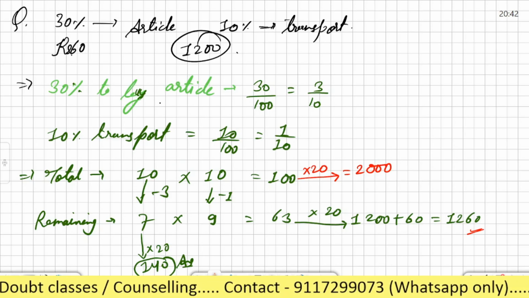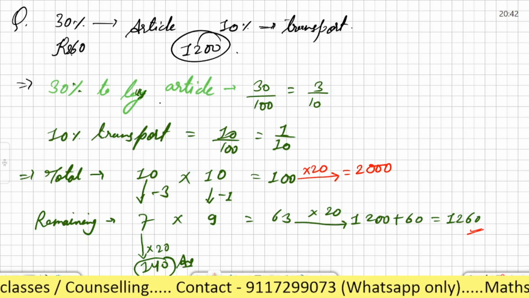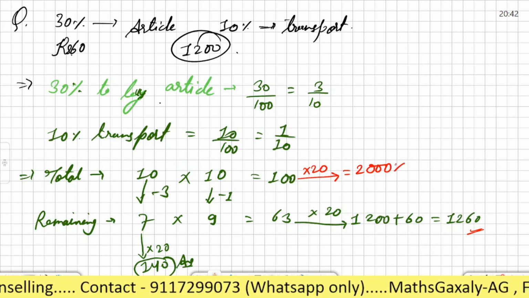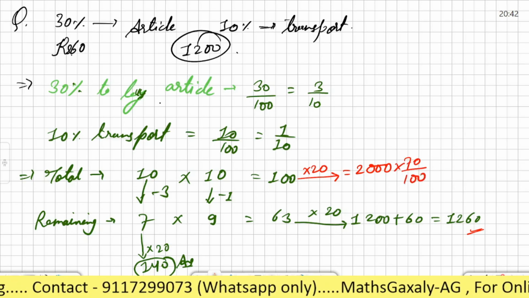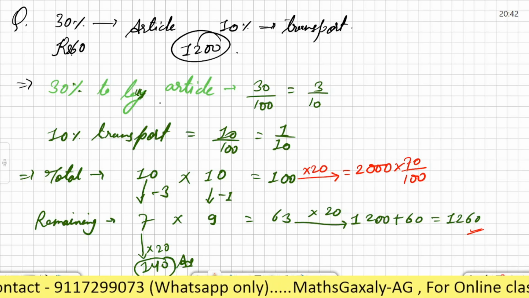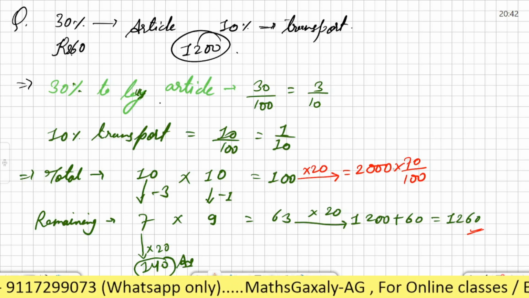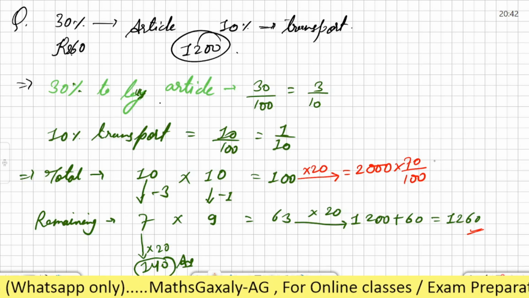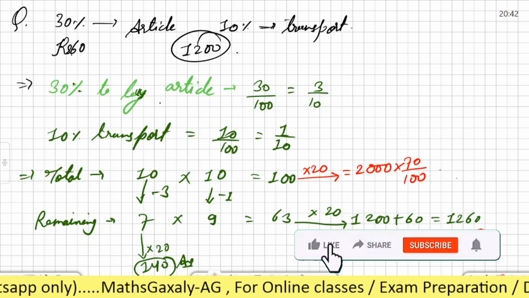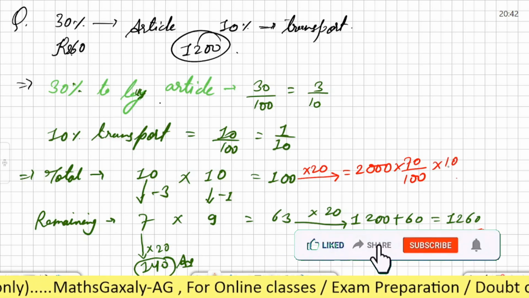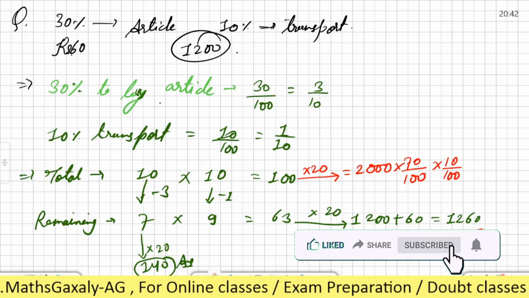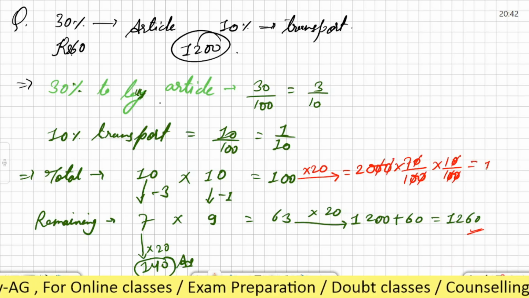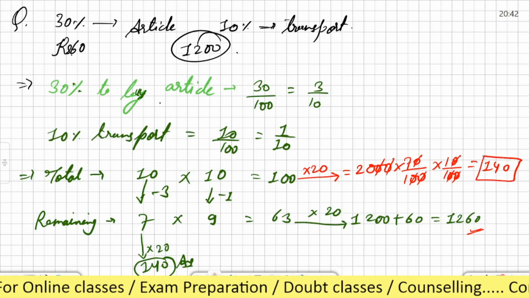Okay, now 2000. Of this 2000 he spent 30% on the article, right? It means he is left with 70%, right? This value will be the 70% or the remaining amount after spending on the article, and of this remaining amount he spent 10% on transport. So we will find the 10% of this amount. 10 by 100. That's all. Now solve it. Two zeros cancel. Two zeros here. Now 2 7s are 14 and 0. So this will be the answer.